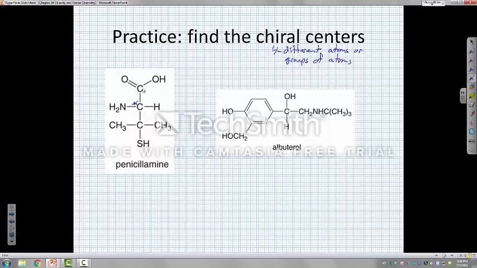Right? We've got the acid group on the top, the carboxyl group on the top. We have the amine on the left. We have a hydrogen and the rest of the molecule. So there are 4 different things here, and this is a stereogenic center, or the chiral carbon. For albuterol, albuterol is a drug used for asthmatics, a bronchodilator. Albuterol has a chiral carbon as well.